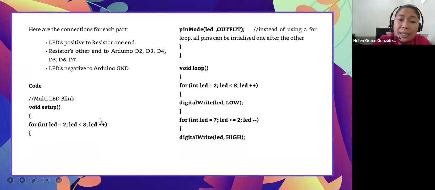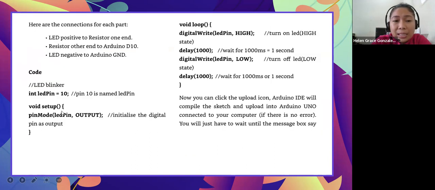And then, when you say led++, that means it's incrementing. You can write this inside your void setup. Actually, you can also write them one by one, like int ledPin equal to 10. If you do it one by one, you make a variable for each: ledPin1, ledPin2, ledPin3, up to 7. And then here, ledPin1 output, ledPin2 output, and so on.